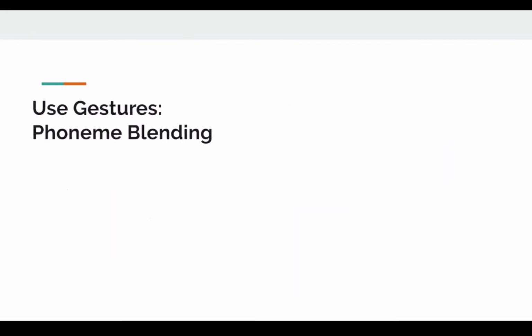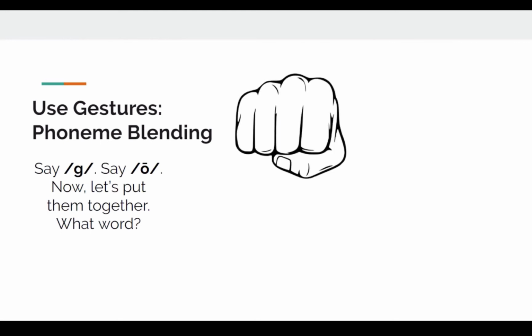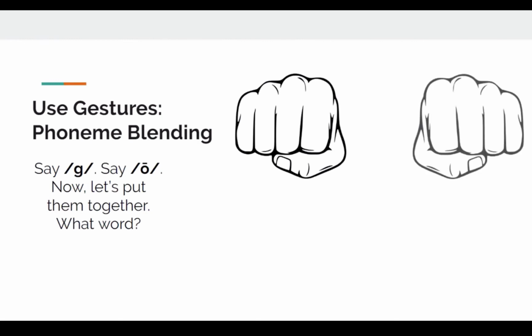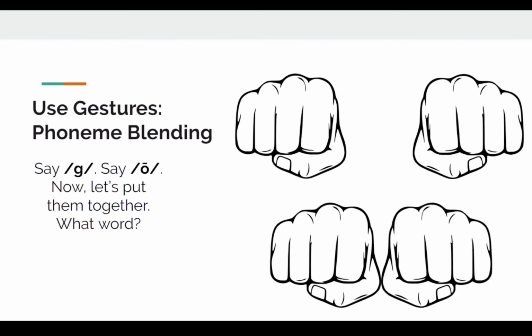You can also use gestures for phoneme blending. For example, say G. Now say O. Now let's put them together. What word? So, just like the other example, with your first fist, say the sound G. Then hold out your second fist and say the sound O. Then put them together. G, O makes go.